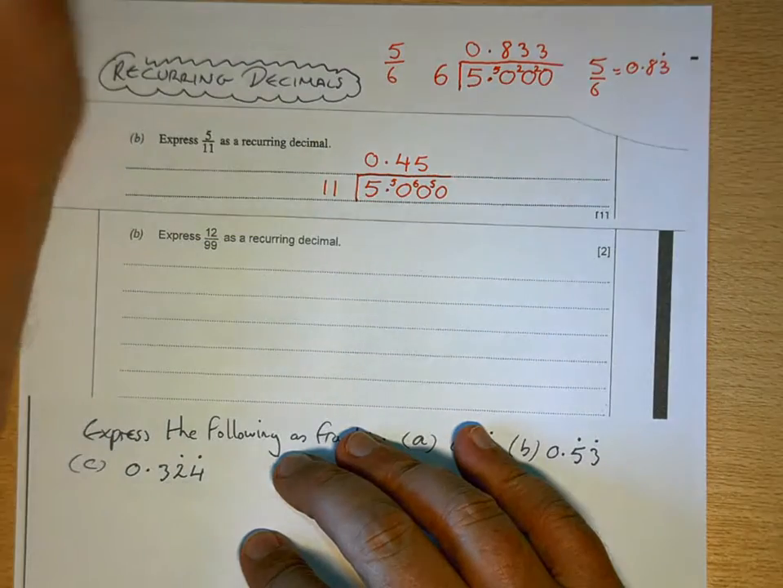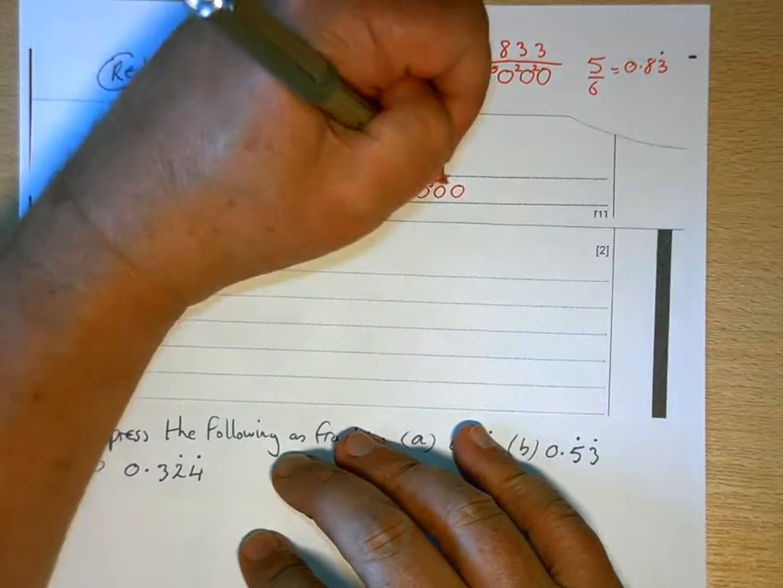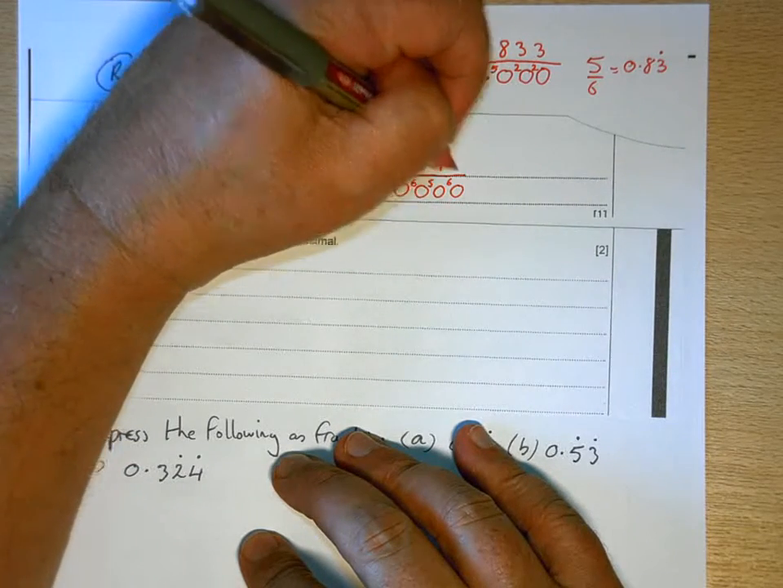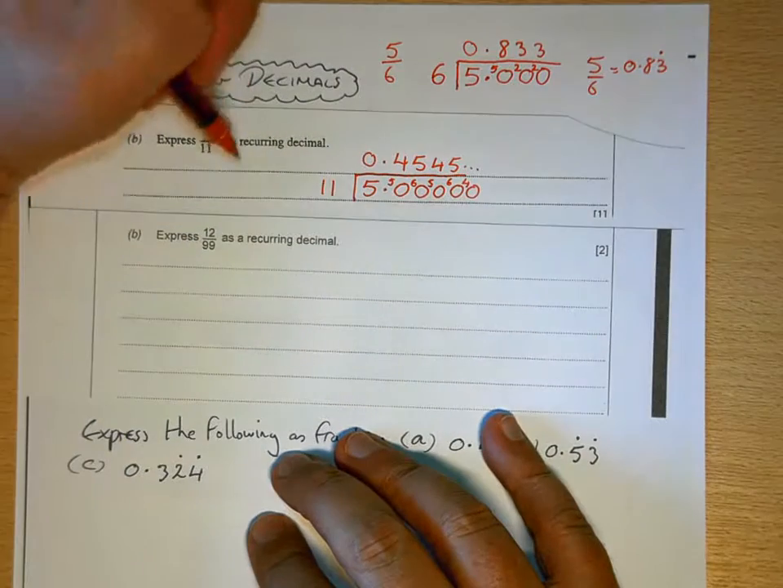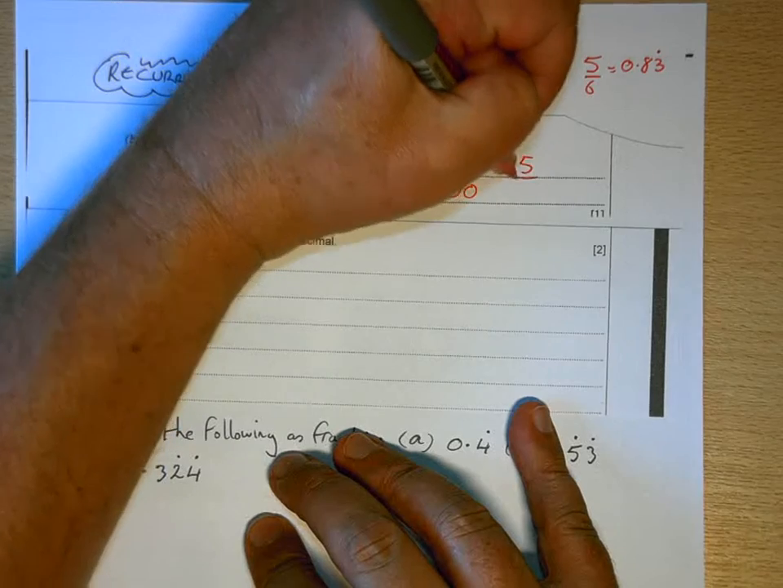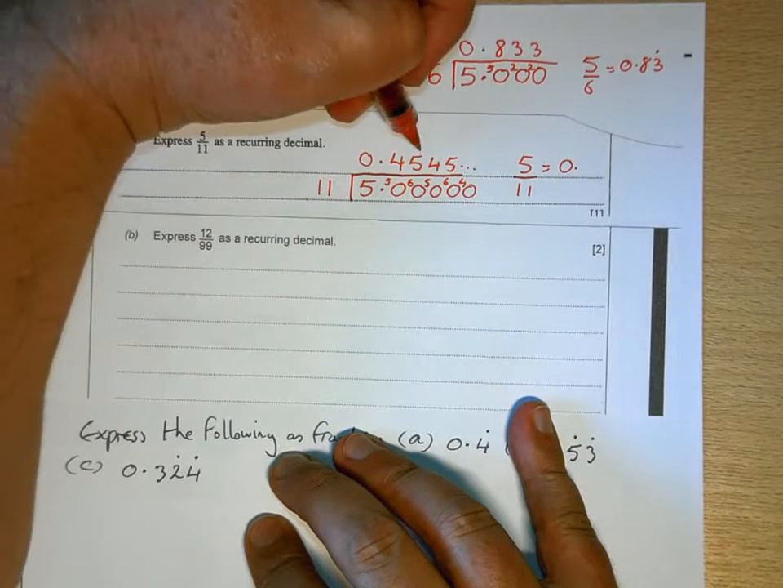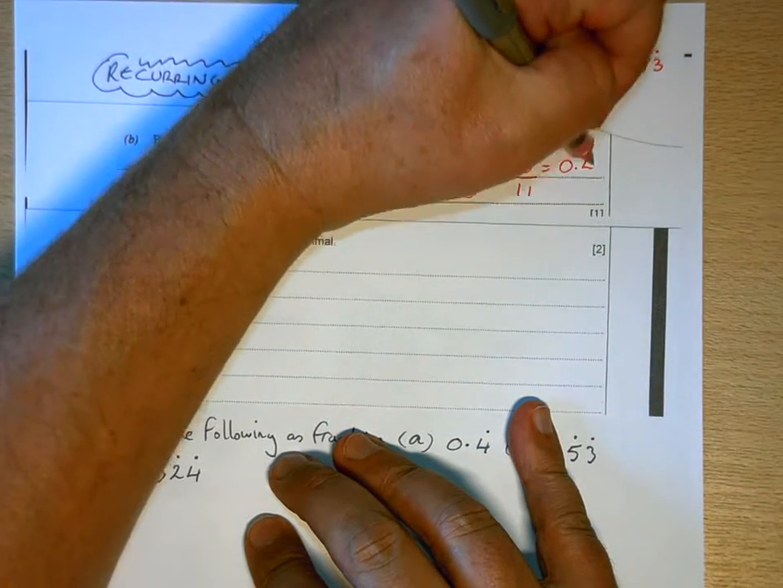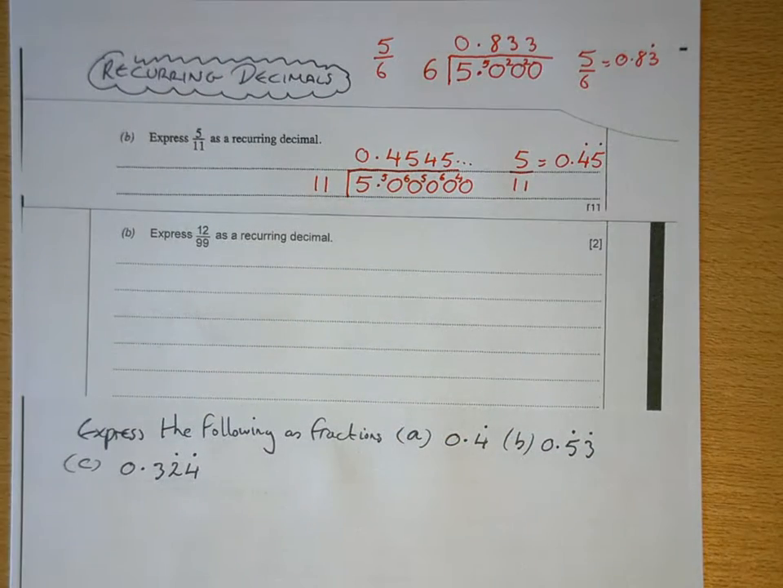And here we can see we're developing this repeating pattern. How many times does 11 go into 50? 4, remainder 6. How many times into 60? 5, remainder 5, and so on. So to write 5/11 as a recurring decimal, it's the same as 0 point, and then the 4 and the 5 repeat. So you would write that with a dot above each of the repeating figures. So 0.45 with dots above both means 45, 45, 45, 45.